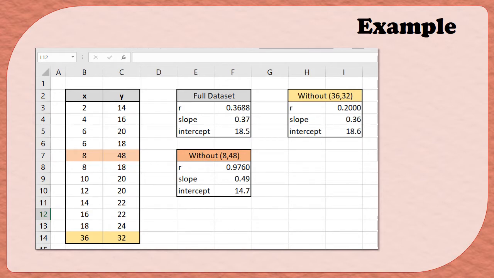So if we compare them, we can see that for the full data set and without 3632, the value for R is really small. That's a very weak correlation. That's because these data sets are including that red point, which was up towards the top of the screen and had no business being there. You can see if we get rid of that point, so if we got rid of 848, the correlation coefficient jumps up to 0.9760. That's a huge difference, right? So just that single point had such a giant impact on R.